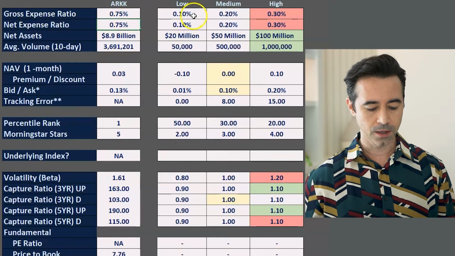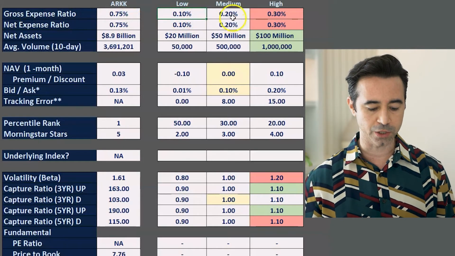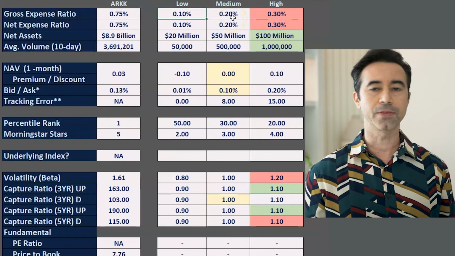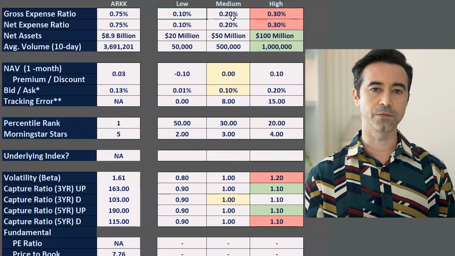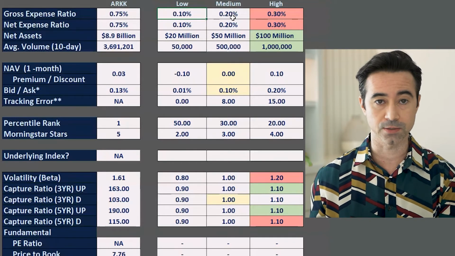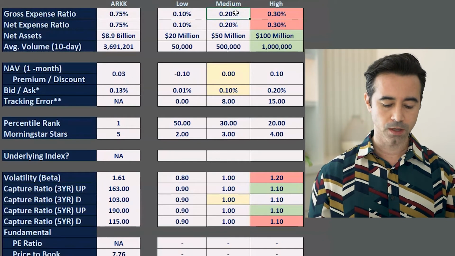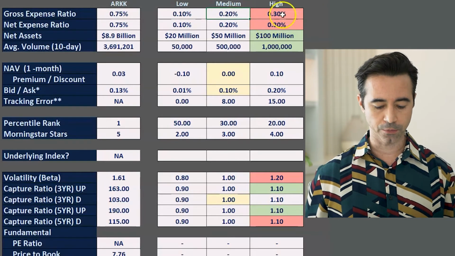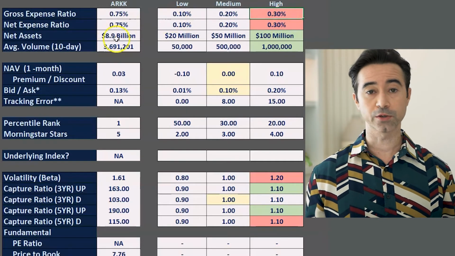So for me, this is what I think is a low, medium, and kind of a high expense ratio. A low expense ratio, I think, is like 0.1%, and this is usually based on if you're using some type of ETF that is just tracking an index. So 0.1 or below is pretty low, 0.2 is like a medium, and then over 0.3 is getting high. So this is red and it's high. So this is the gross expense ratio.